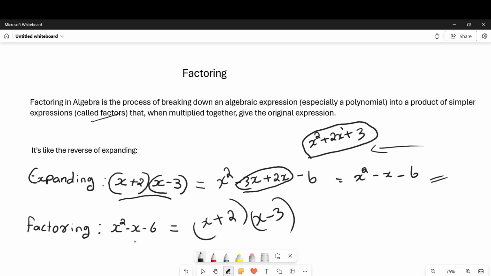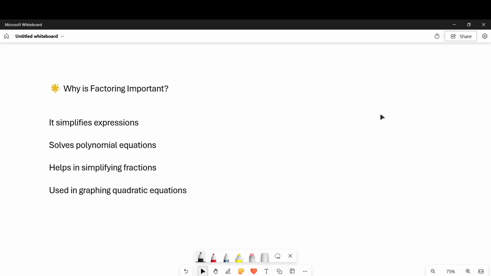So moving forward, we will see why we are doing this, why we are factoring it, and what the use of that is. Before leaving, I just want to mention that factoring is the reverse process of expanding, and expanding is the reverse process of factoring. Just keep that in mind. Why is factoring important?